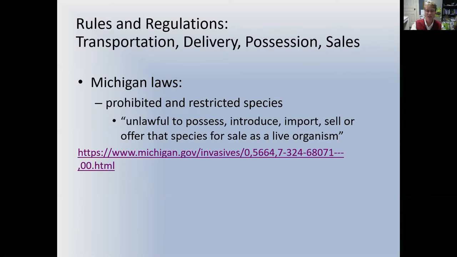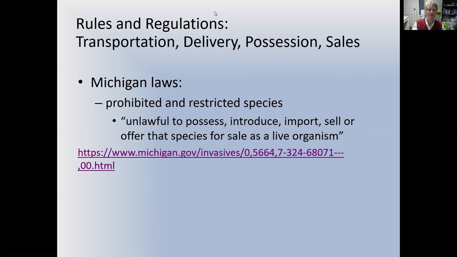There are also Michigan laws that prohibit any prohibited and restricted species. It's actually unlawful to possess them. And that is where, again, we come into play as educators. And I want to share with you really quickly a website that is referenced there.